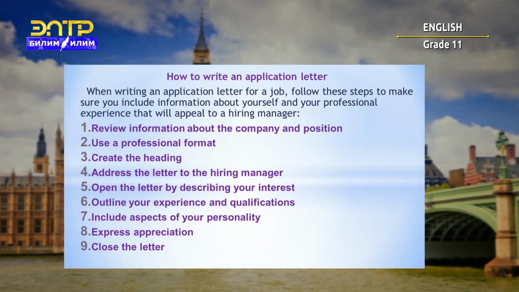When writing an application letter for a job, follow these steps to make sure you include information about yourself and your professional experience that will appeal to a hiring manager. Review information about the company and position. Use a professional format. Create the heading. Address the letter to the hiring manager. Open the letter by describing your interest. Outline your experience and qualifications. Include aspects of your personality. Express appreciation. Close the letter.